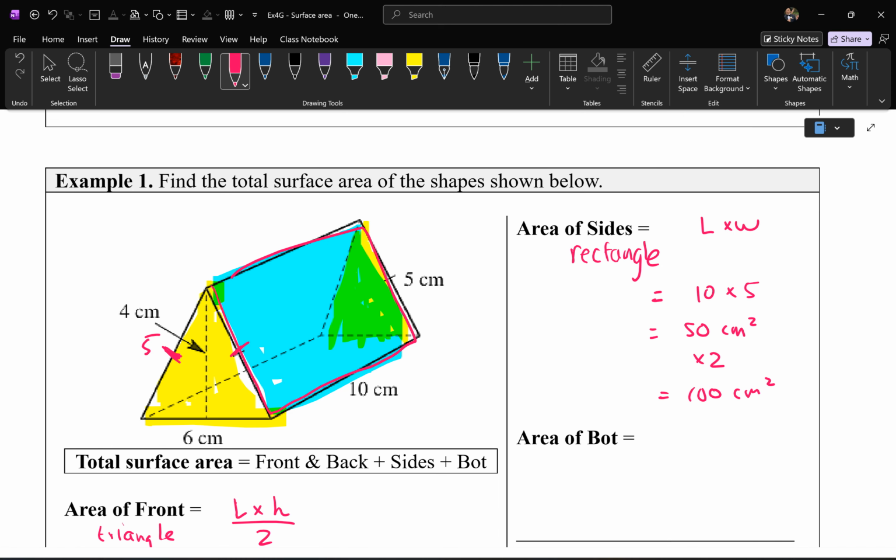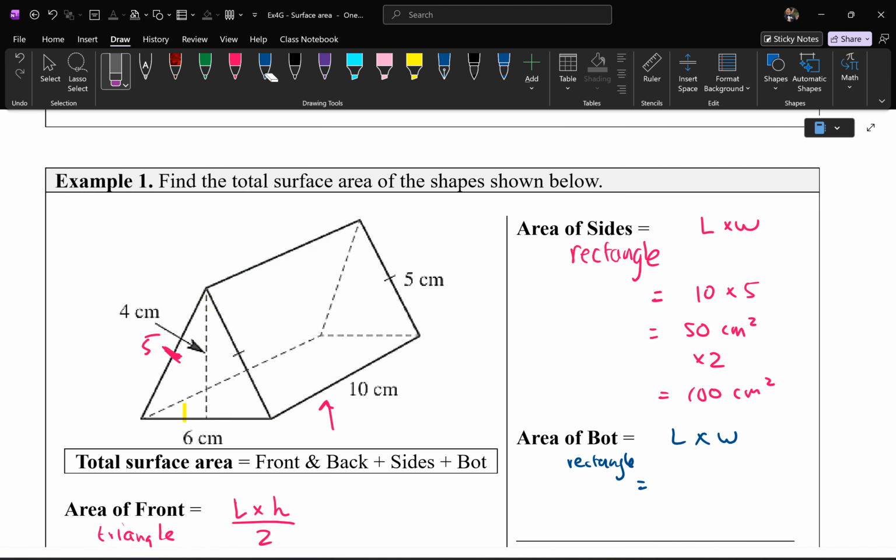What face am I missing now? So I got 2 sides. I've got front and back. That's 4 faces, but there's 5 faces in total. So which one am I missing? Bottom. What shape is the bottom one? Can I please have Hamza? Rectangle again. Length times width again. And in this case, what is my length and width? Let's go with Aqualia. So if I want the area of the bottom, which is this one, what's my length and width?